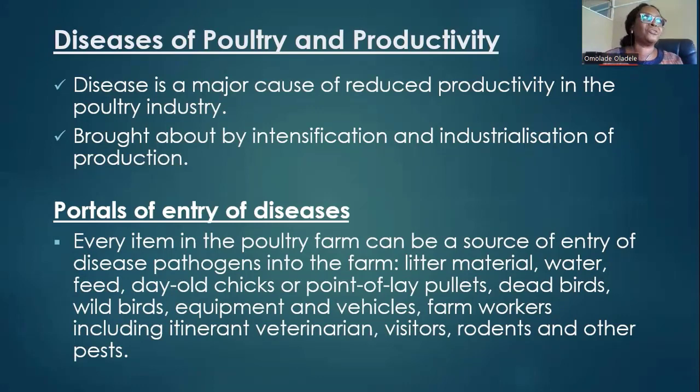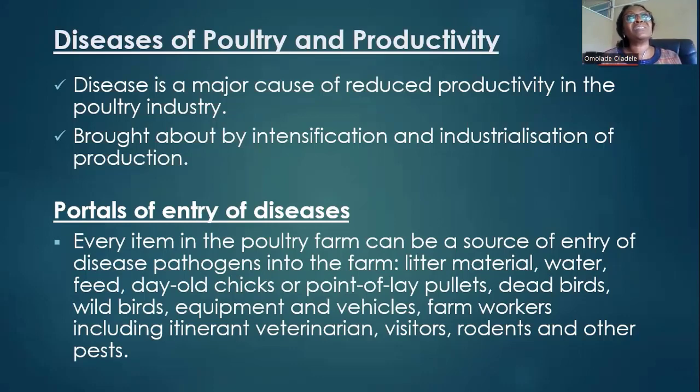Look at the litter material. You bring that in, usually the wood shavings from the sawmill. You have free-ranging chickens moving around. They will defecate on them. They bring in diseases to your own poultry farm. And then water could be contaminated. You use the water from the river, water from sources that are not so clean, that are not sanitized, or even the feed. The feed could become contaminated.